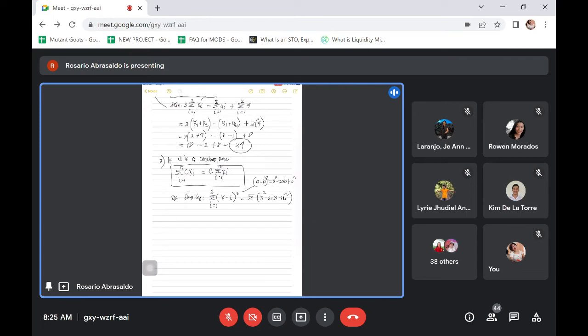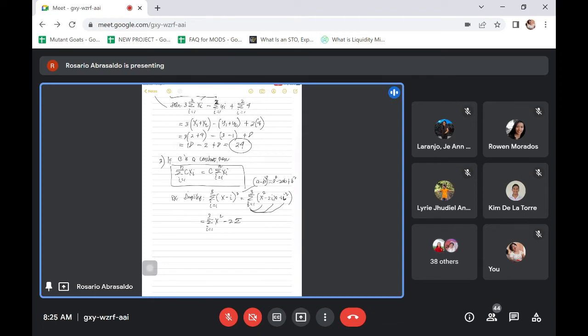So, if we're going where i is from 1 to 3, after any class, you're going to distribute, use the distributive property. So you can have the summation of x squared, where i is from 1 to 3, minus 2 times the summation, since the constant can be pulled out of the summation.